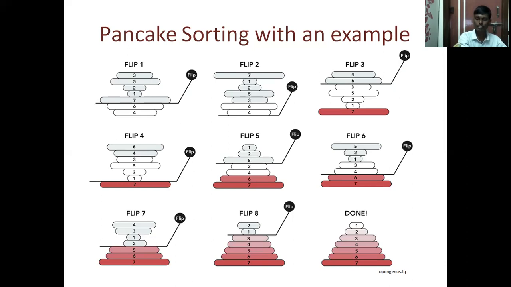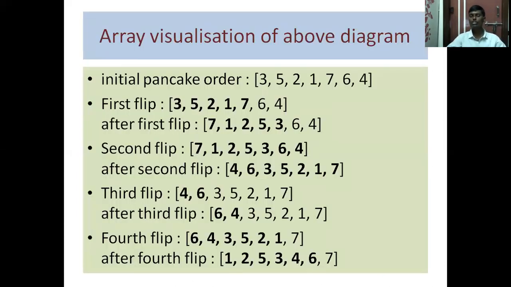I want to show in a simplified manner all the flips. This is an array visualization of the above diagram which I have shown before. Initially, the pancake order is in this list format: 3, 5, 2, 1, 7, 6, 4. After doing the first flip up to 7, the list is modified as 7, 1, 2, 5, 3, and 6, 4 are as they were.